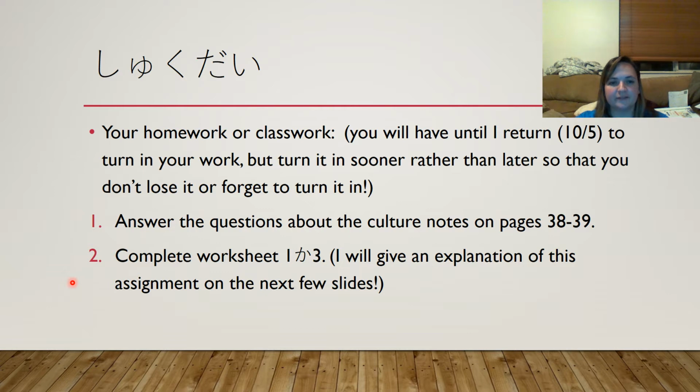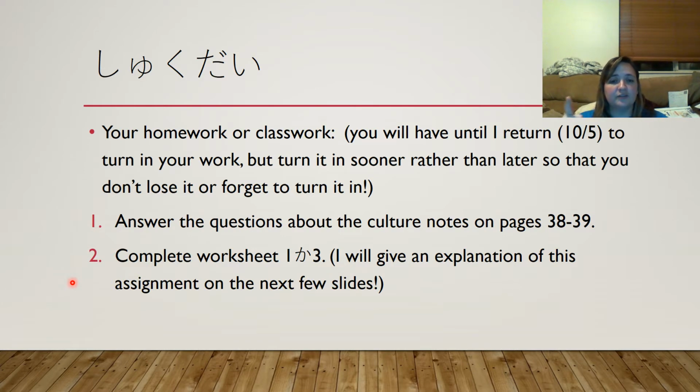Awesome. So your homework or classwork, if you get it done, and like I said again, you will have until I return on the 5th of October to turn in your work. But make sure, again, turn it in as you do it so that you don't lose it and you don't forget to do it, okay? But I recognize that the pacing may go faster or slower than I anticipate, so go ahead and turn it in as you can. So first again, make sure you answer those questions about the culture notes and turn that in.